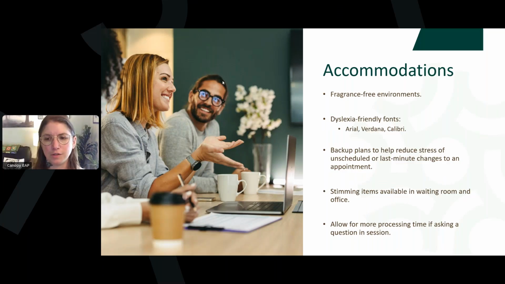We talked about having those fidget and stimming items available in the waiting room and office. And everyone has a different processing time and how they process information. For some folks who are neurodivergent, it may take a different amount of time to process. Maybe you're in session and you're providing feedback or asking a question, really giving more time and space for that individual to process that and respond.